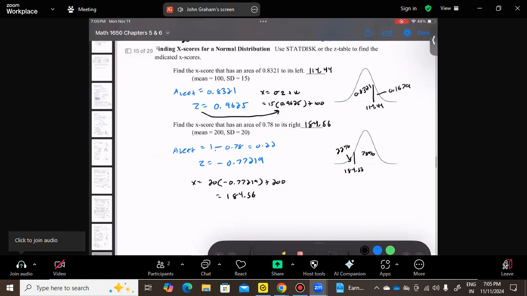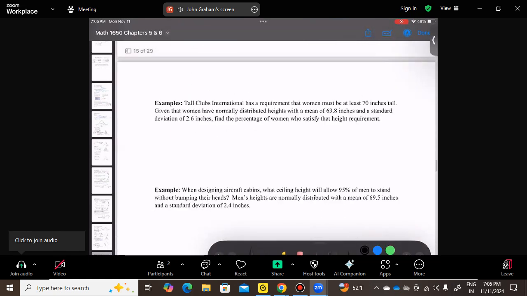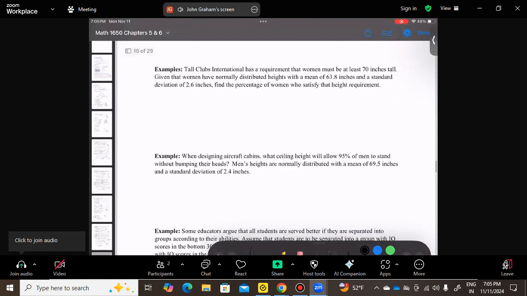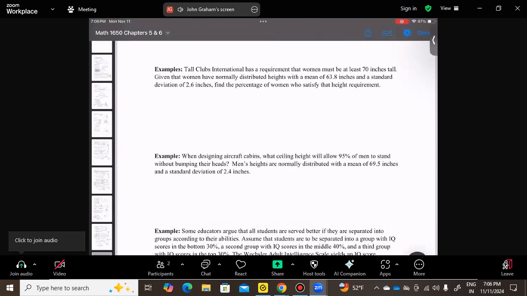All right, let's get into a couple of applications. The Tall Clubs International has a requirement that women must be at least 70 inches tall. Given that women have normally distributed heights with a mean of 63.8 inches and a standard deviation of 2.6 inches, find the percentage of women who satisfy this height requirement.